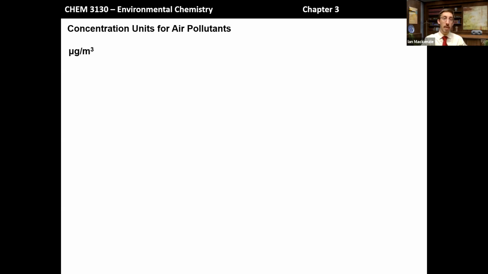And one thing that we need to keep in mind is, depending on what unit we've measured it in, we may need to know the molar mass. Now, if we're only talking about particulate matter, we may not need to know the molar mass. But if we wanted to do conversions between this unit and our other units, we would need to know the molar mass of the species in question.